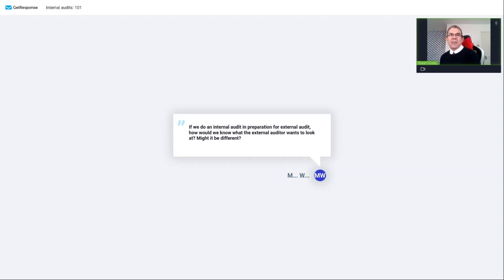So I would generally expect that they're going to look at not absolutely everything, but they're going to look at the context of the organization. They're going to look at how leadership's done. They're going to look at your policy.